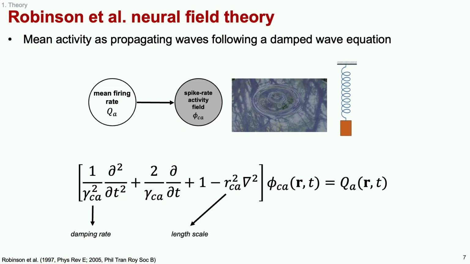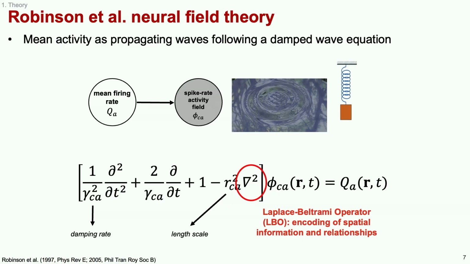I just want us to focus on this term. This is what we call the Laplace-Beltrami operator. And this encodes all the spatial relationships within that system. And why am I highlighting this? Basically, this is where the geometric eigenmodes arise. So if you ignore all the temporal properties of this equation, you can just look at the spatial profile dictated by this operator. And that's where the geometric eigenmodes come into play.